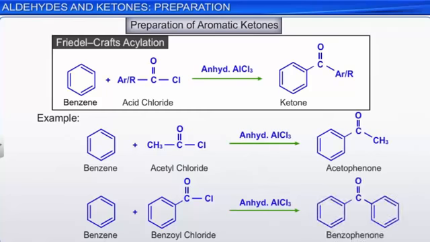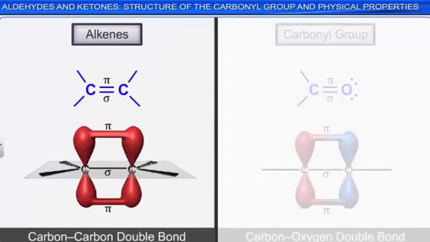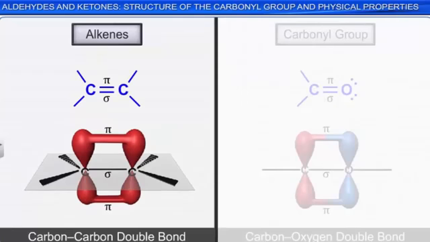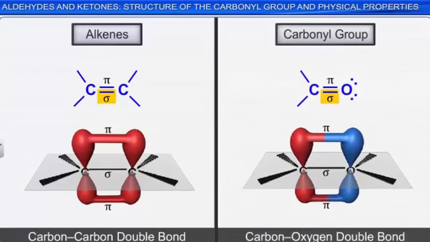and benzophenone respectively. The physical and chemical properties of aldehydes and ketones are determined by the structure of the carbonyl group. It is, therefore, very important to understand its structure. Like the carbon-carbon double bond in alkenes, the carbon-oxygen double bond of the carbonyl group is composed of one sigma bond and one pi bond.